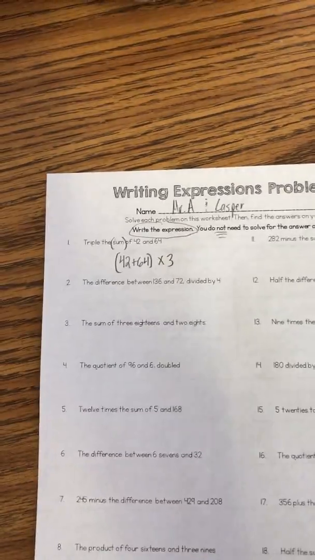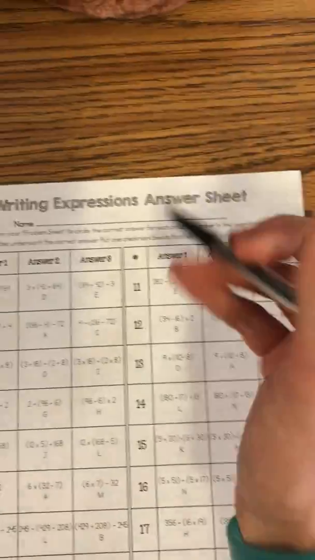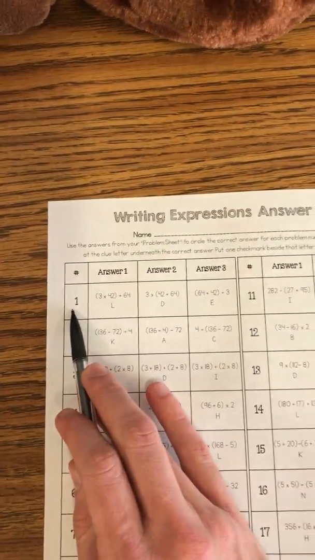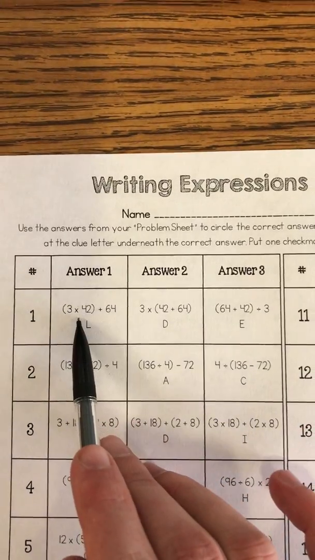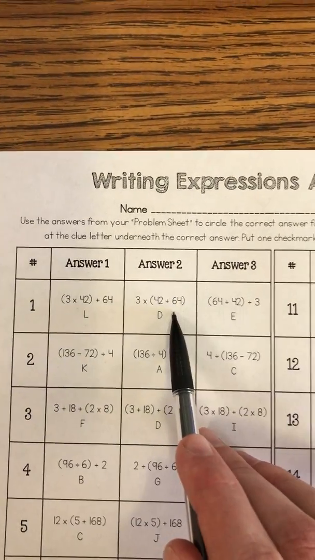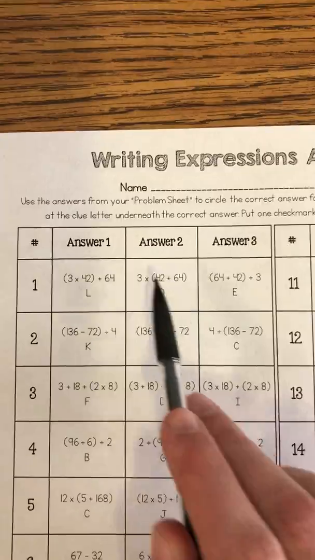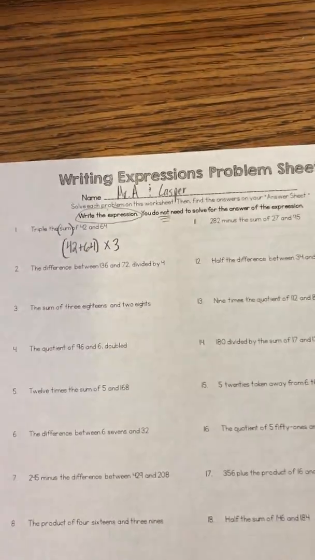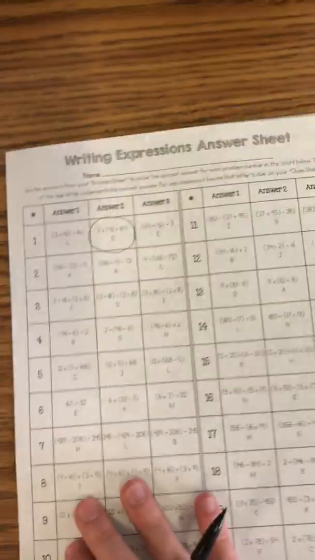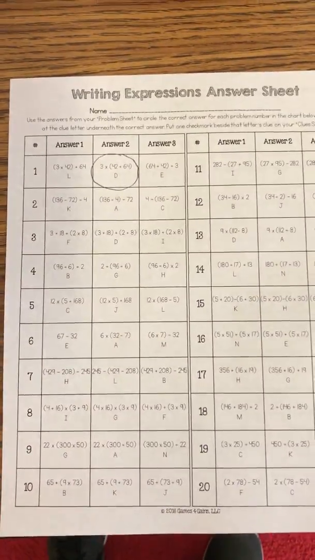Once you have the answers, you flip it over. On this side, the answer sheet side, you're looking at the same number 1. You should see your answers in there. Well, it wasn't this one because I didn't do 3 times 42. This one. The sum of 42 and 64 times 3. Circle that letter, go back, solve the next one. Literally do all 20 of those, all 20, okay? So do those first. 20 here, circle all the letters that you get.